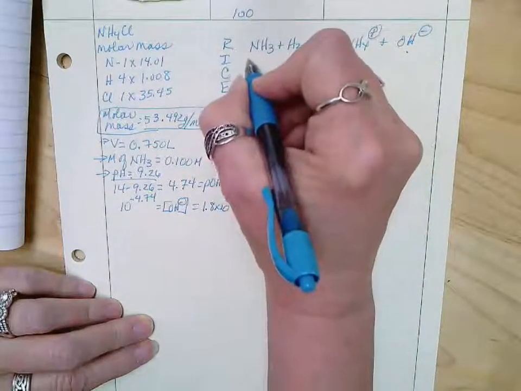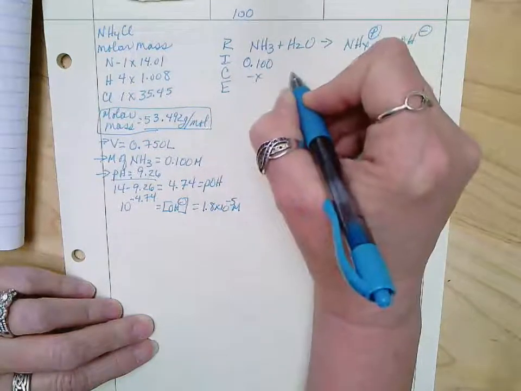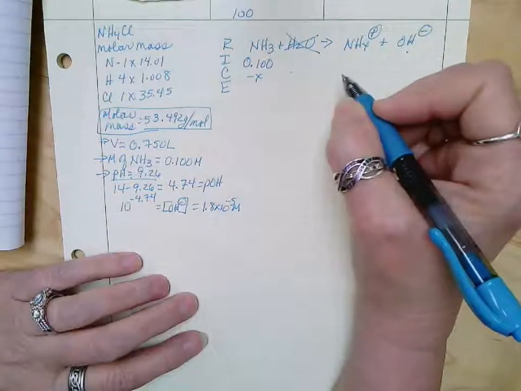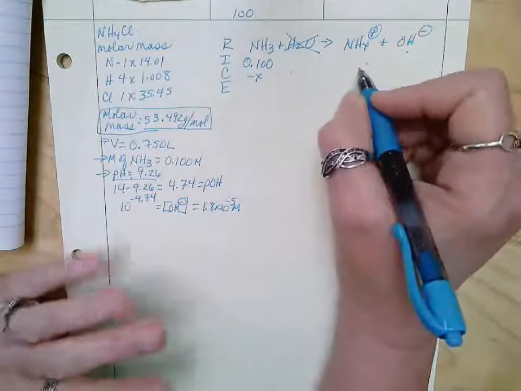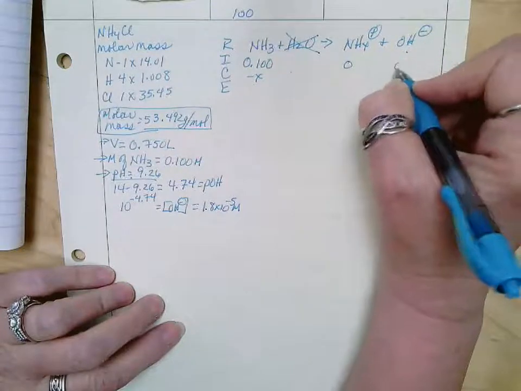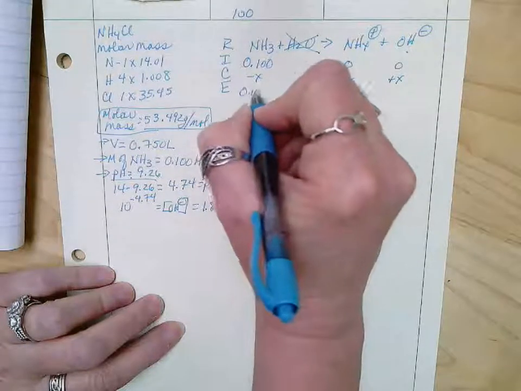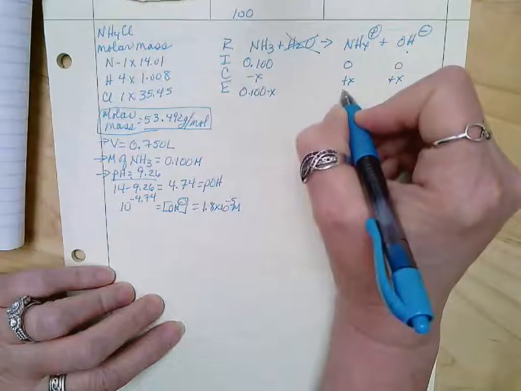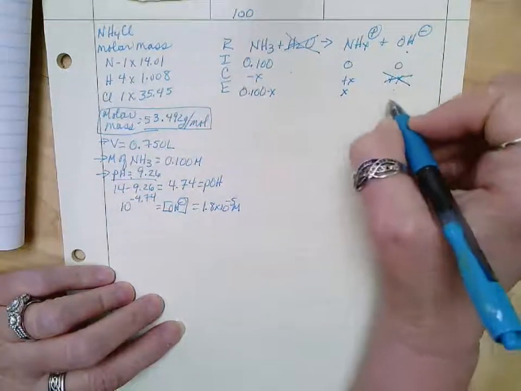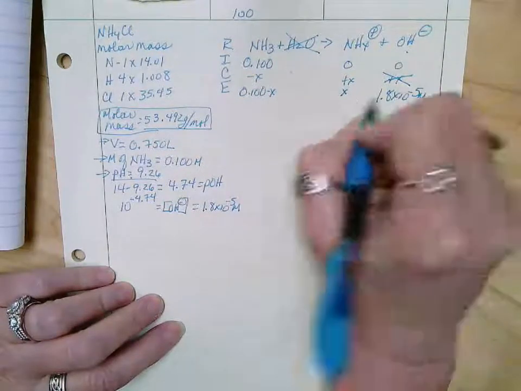So I start here with 0.100. I'm going to lose X here. I don't care about water. We never deal with water because its molarity is so huge. It's like 56 molar. It's just not used. I start with 0 here and 0 here. I'm going to lose X, I'm going to gain X, I'm going to gain X. And I get 0.100 minus X. Now this is X, but here they tell me what I want that to be. They tell me I want that to be 1.8 times 10 to the negative fifth molar.